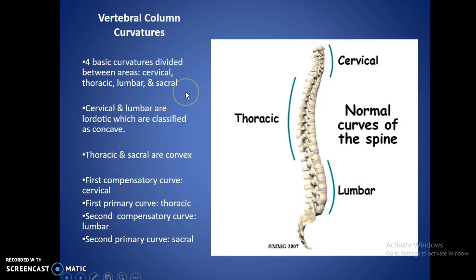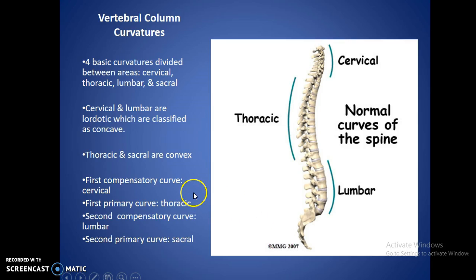There's four basic curvatures divided between the areas. You have four areas. You have the cervical, the thoracic, the lumbar, and then the sacral spine at the end. Cervical and lumbar are lordotic, which are classified as concave. So both of these, you notice, are going in the same direction, so they're both considered concave or lordotic. Thoracic and sacral are just different. Those are going to be considered convex, and they just kind of balance each other out, going the opposite direction as the lumbar and cervical.